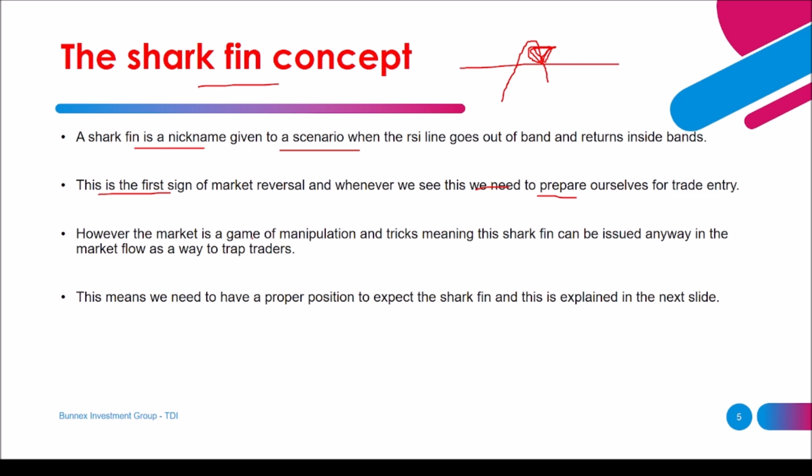However, the market is a game of manipulation and tricks, meaning this shark fin can be issued anywhere in the market flow as a way to trap traders. Sometimes you'd see a shark fin being issued in a very powerful uptrend or in a very powerful downtrend, and you try to enter a reversal to later see that you have been trapped. So this means we need to have proper positions to expect the shark fin, and this is what will be explained in the next slide.